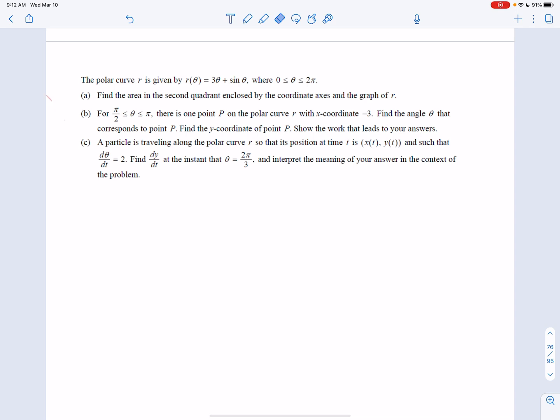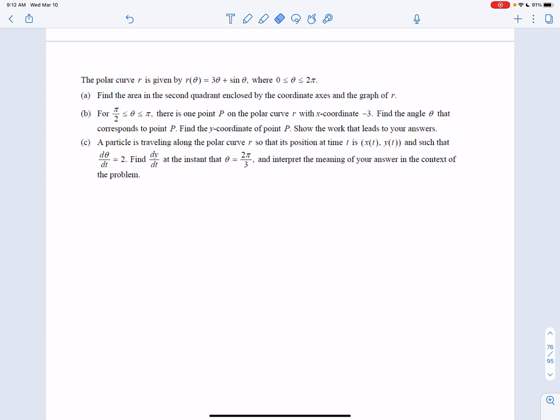So I right away noticed that there's no picture. So I might need to graph this on my calculator, okay? The polar curve r is given by 3 theta plus sine theta. Right away, I'm going to make sure that I go to mode and switch to polar, so that I can get a picture at least. So right now, I'm typing 3 theta plus sine theta for the first r there in the Y1 section.